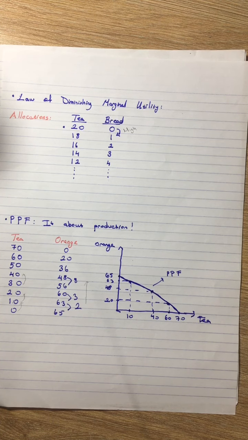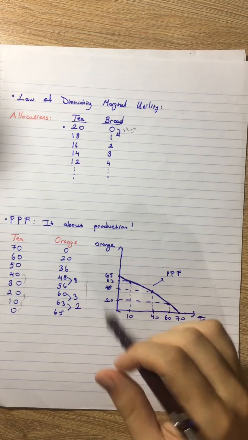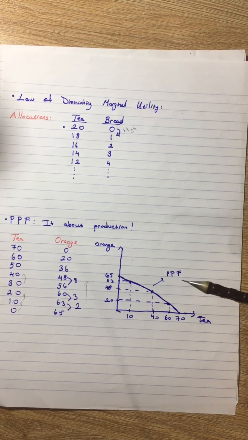You can understand this concept better as we go through questions on PPF. So the most important thing about PPF is the increasing opportunity cost and the change in the slope.